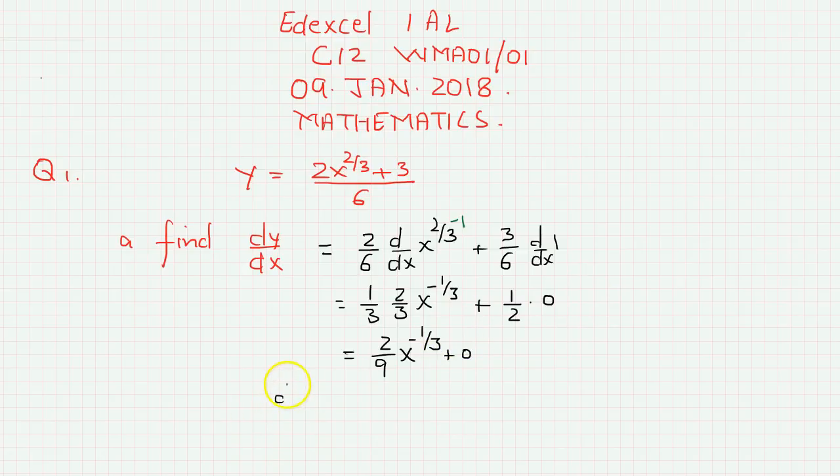So dy over dx will be 2 over 9 x to the power minus 1 over 3. So you can write this answer. This question was of 2 marks.